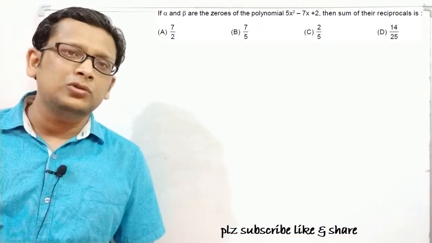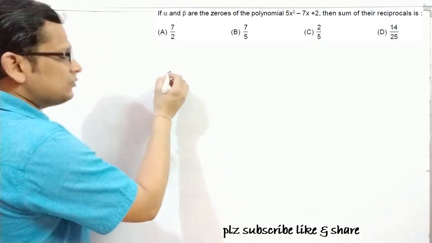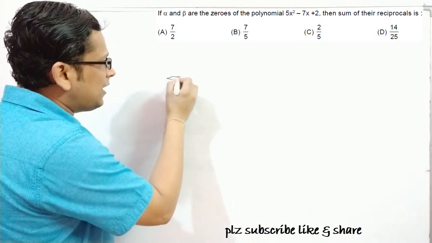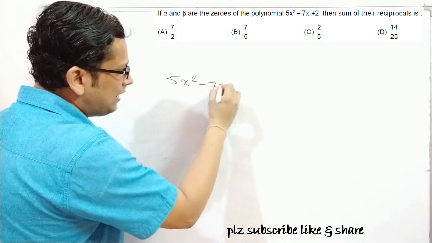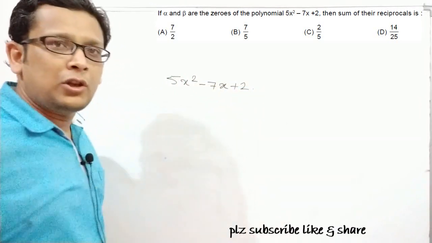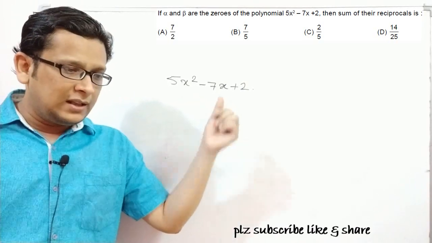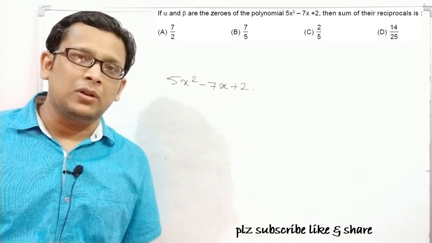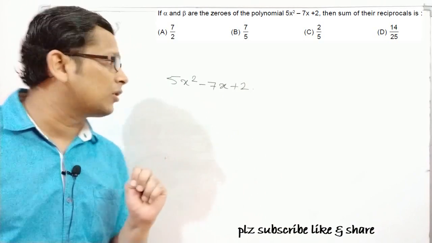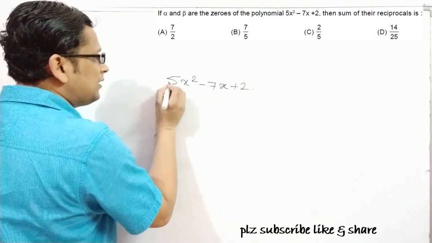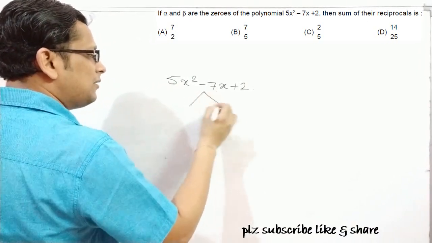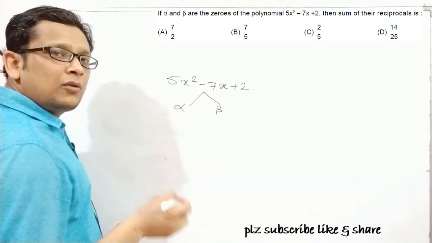Alpha and beta are the zeros of the given polynomial. So what is the given polynomial? That is 5x square minus 7x plus 2. Alpha and beta are the zeros of the given polynomial, and we have to find out the sum of their reciprocals. So if I say that alpha and beta are the zeros, what do we have to find?